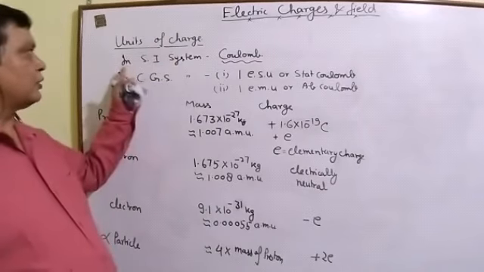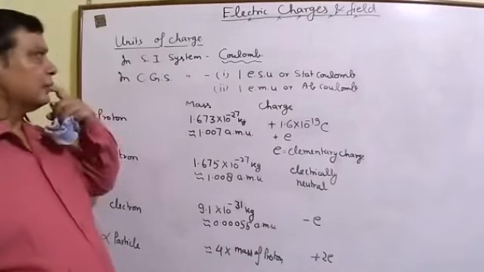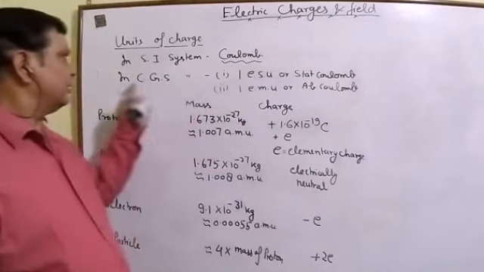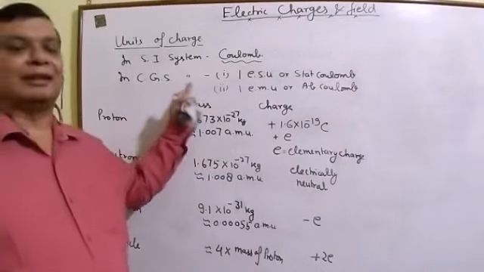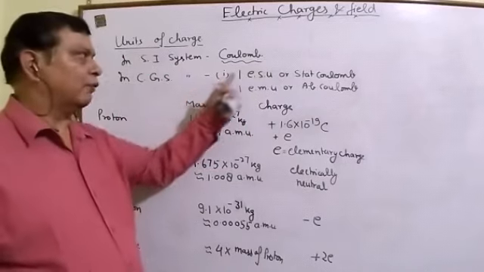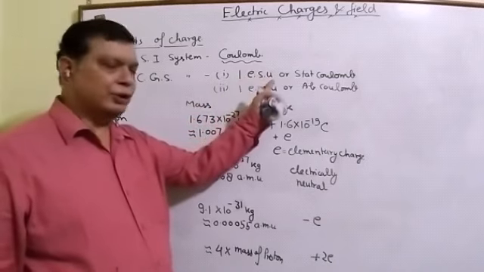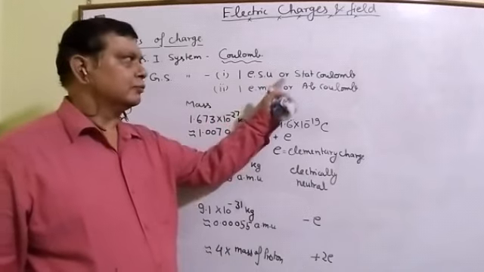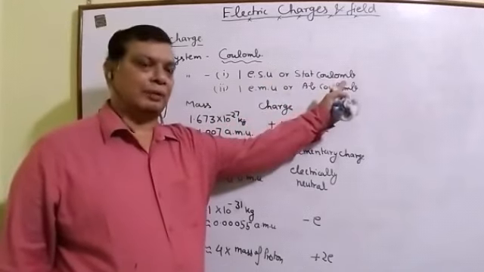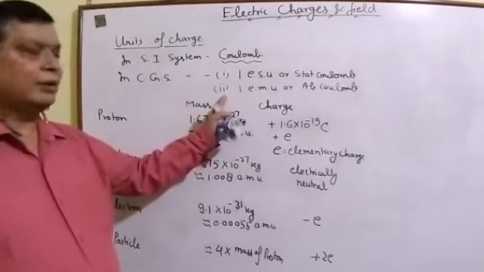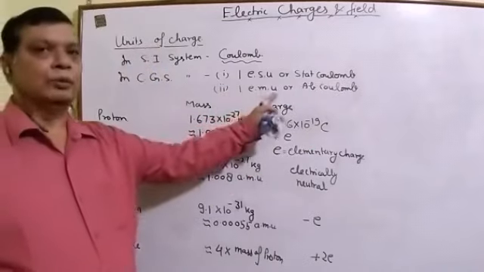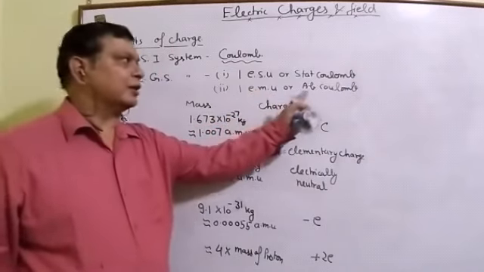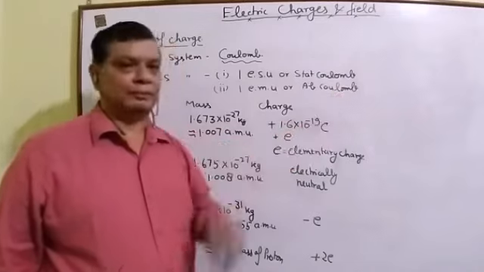So, first, the units. The unit of charge in the SI system is coulomb, while there are two units in the CGS system. One is ESU, electrostatic unit of charge, which is also known as stat coulomb, and the other unit is EMU, electromagnetic unit of charge, which is also known as ab coulomb.